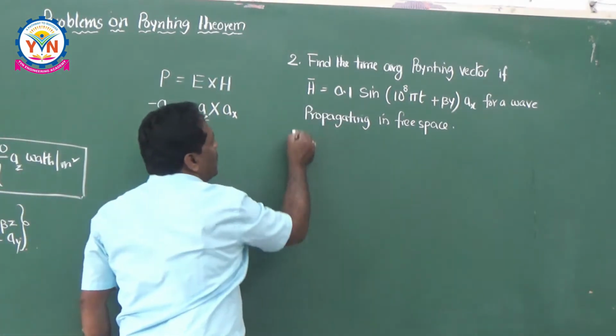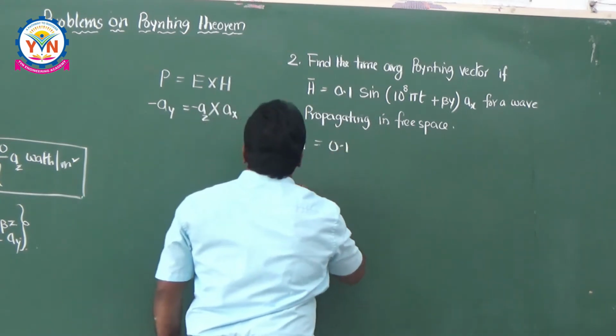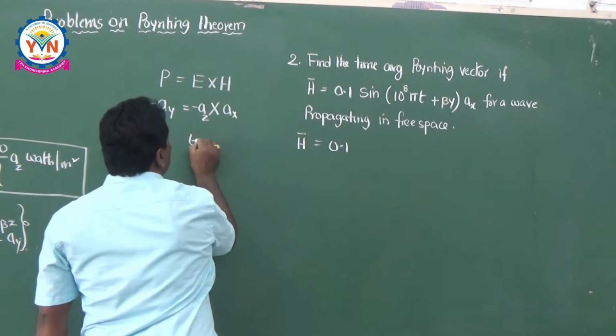So how to write down this electric field equation? H bar is equal to 0.1, and E is 0.1 into eta, because you know E by H is equal to eta.